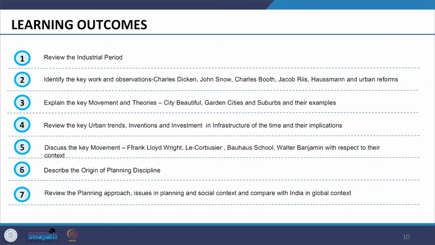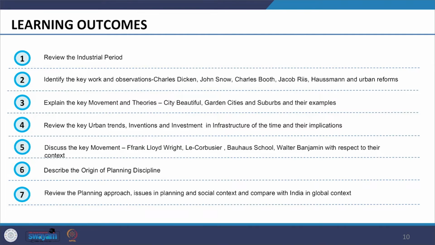So accordingly, the expected learning outcomes include that after completion of the session, you should be able to review the industrial period. You should be able to identify the key work and observations of Charles Dickens, John Snow, Charles Booth, Jacob Riis, Haussmann, and discuss the following urban reforms and simultaneously review our Indian landscape. Further, you should be able to explain the key movements and theories, including city beautiful, garden cities, and suburbs, and be able to narrate their examples.